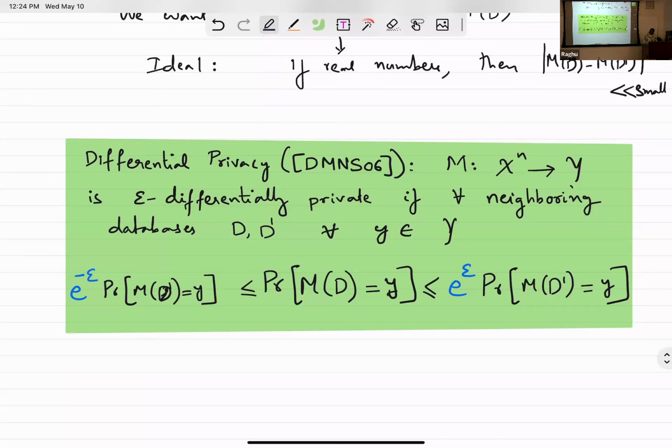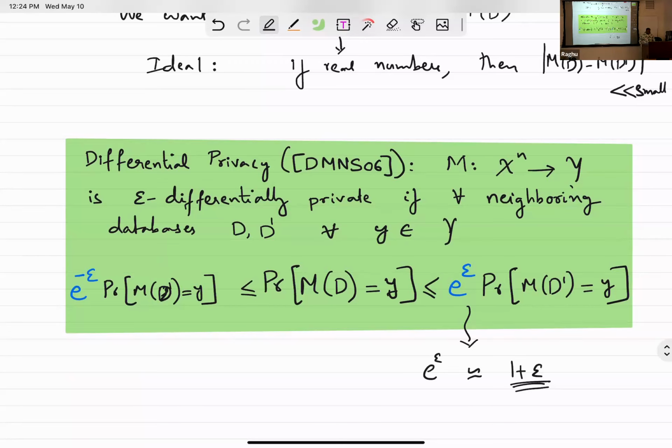Okay. And think of this e to the epsilon as really just a shorthand for 1 plus epsilon. And e to the epsilon works better when you compose things: instead of multiplying 1 plus epsilon multiple times, multiplying e to the epsilons is easier.